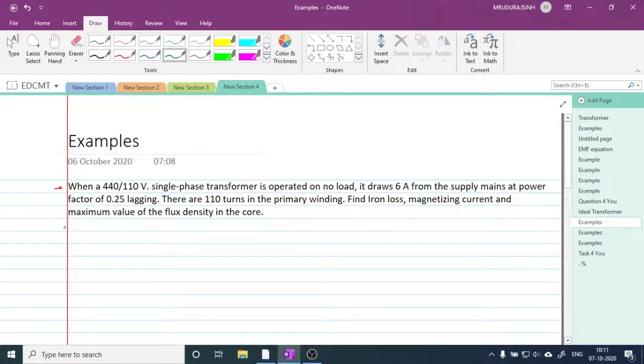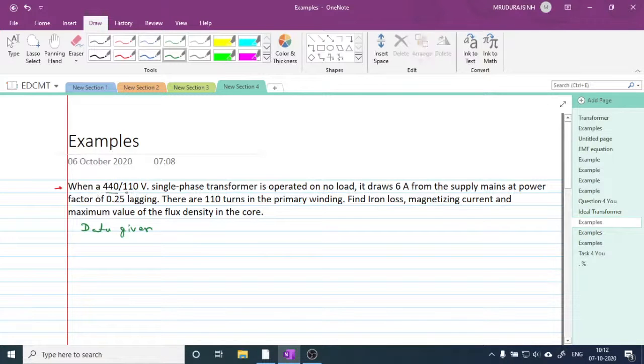We'll start our session by writing the data given in this example. Data given. So here it is, whatever the data given to us. So first of all, we'll write the data given to us.